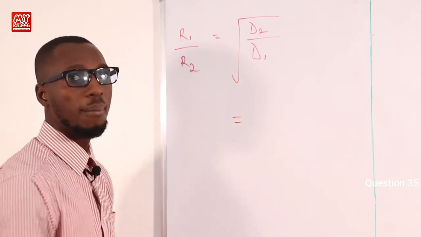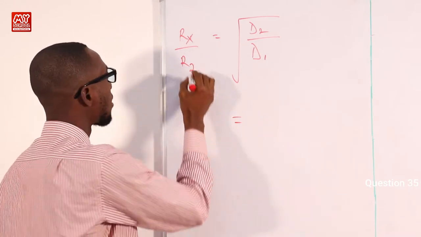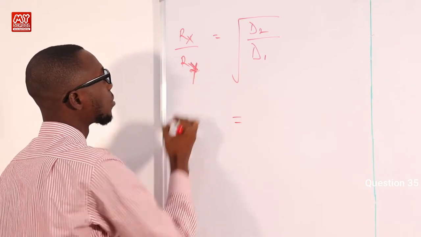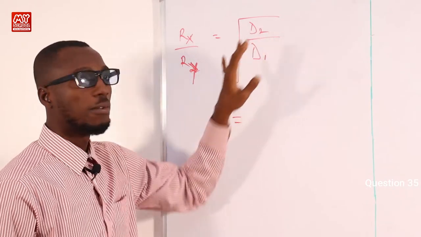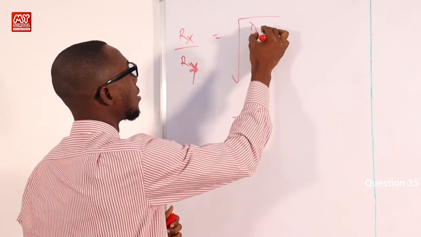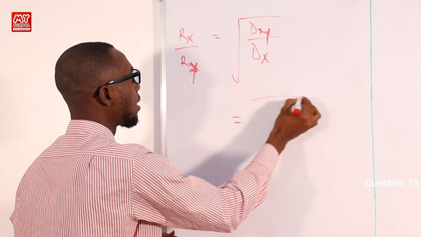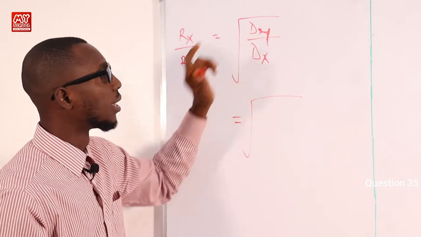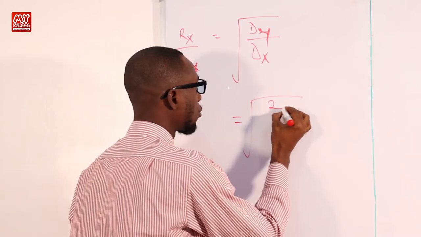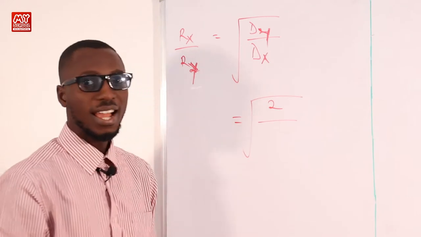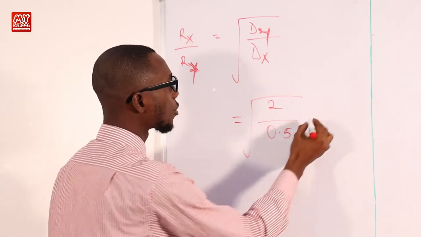So we take gas X as R1 and gas Y as R2. Okay, so let's plug in these values properly. Given the density of gas Y, which is density 2, from the question as 2.0, or that's just 2, over the density of gas X, which is 0.5. So 2 divided by 0.5 will give us 4.